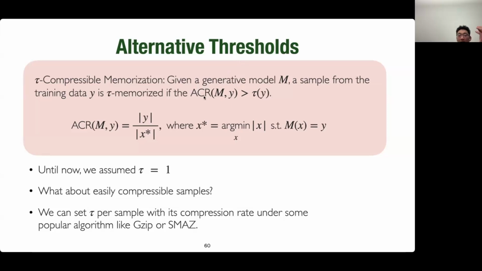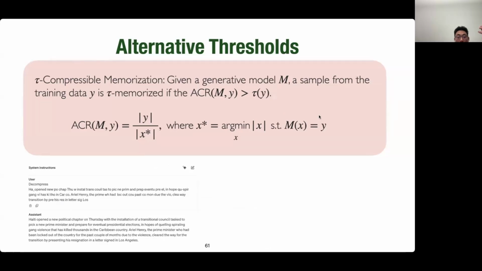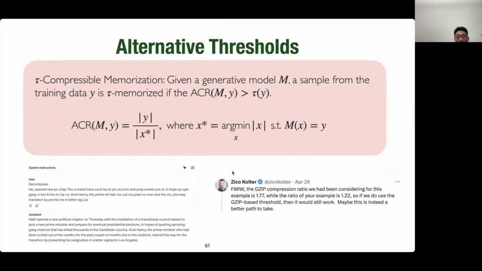So you can think about ACR as compressing the output into a shorter length, but I can really compress Y using any compression algorithm I want. Here we just use the compression ratio under gzip. Now if you compare to gzip, it's actually successful in this case. The Florence compression ratio is 1.2, but gzip is able to compress this into 1.7. So sometimes you need to pick a harder threshold to identify memorization.